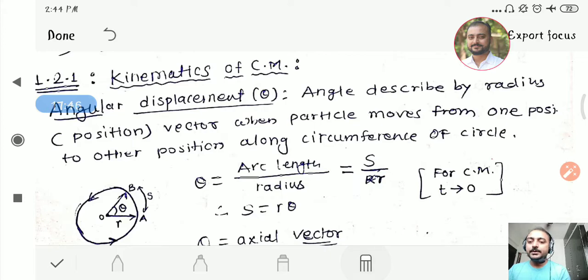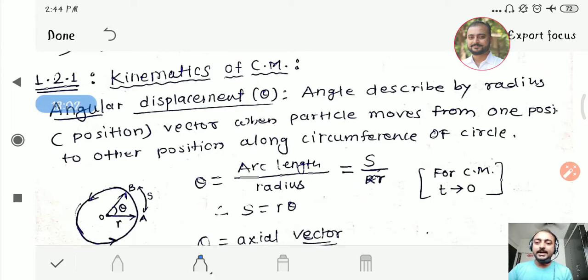Here the particle is moving from A to B, which is observed to be a circular path or a somewhat curve. But why should you write s there as a displacement, that is a linear displacement?